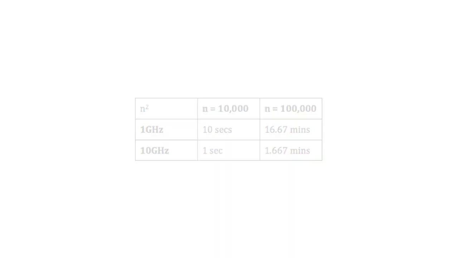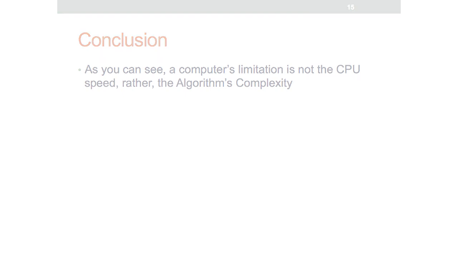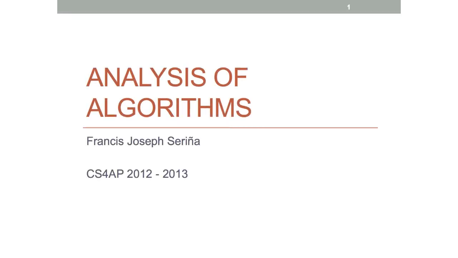What am I trying to say? A computer's limitation is not the processing power of the CPU. Rather, it's the complexity of the algorithm. As programmers, it is our objective to optimize our algorithms rather than rely on the CPU speed to reduce execution time. I hope you learned much from this and clearly understood how algorithms are analyzed.